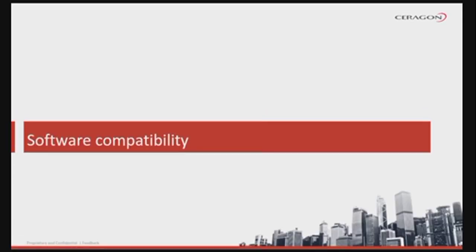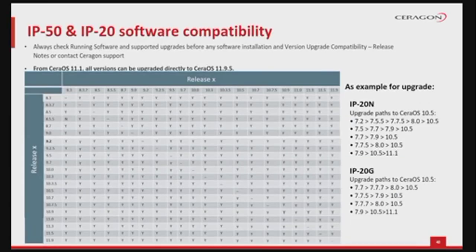In the following few slides, we'll show the software compatibility between different CeraOS versions. In the screen, we show the general CeraOS software compatibility table. Depending on the product, the software availability can differ. Please check as following the limitation notes related to the different software versions that can be installed in the Ceragon IP50 and IP20 devices. Different software packages are used for different product groups and cannot be used interchangeably. Make sure to use the correct software package for the product type you are using.